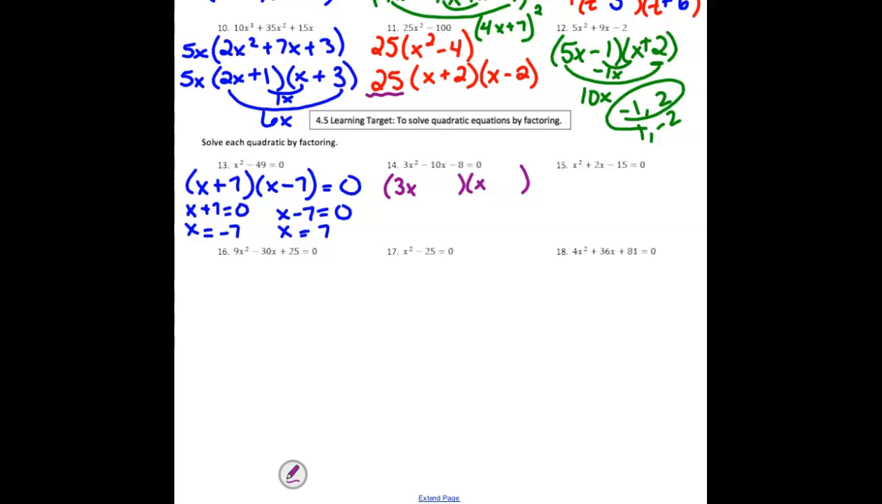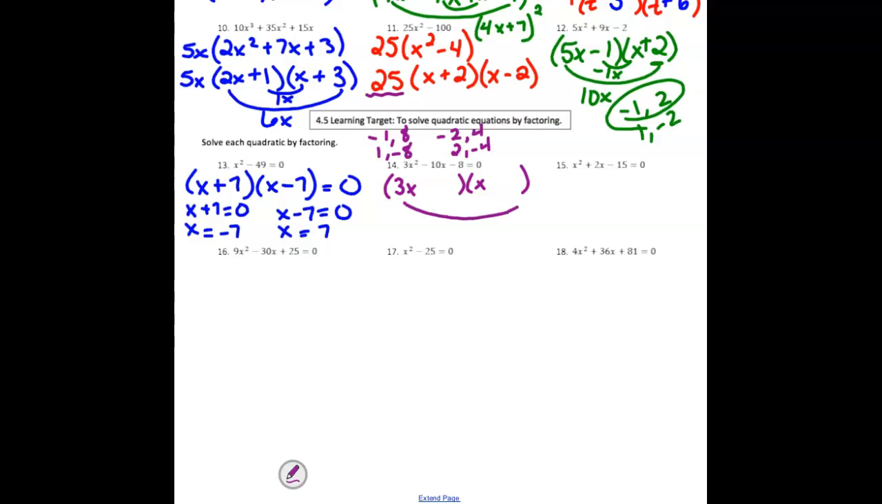To get a negative 8, we have a few options. We can use 1 and 8 with one of them negative, or we can use 2 and 4, again with one of them negative. And we're trying to get a negative 10 in the middle.